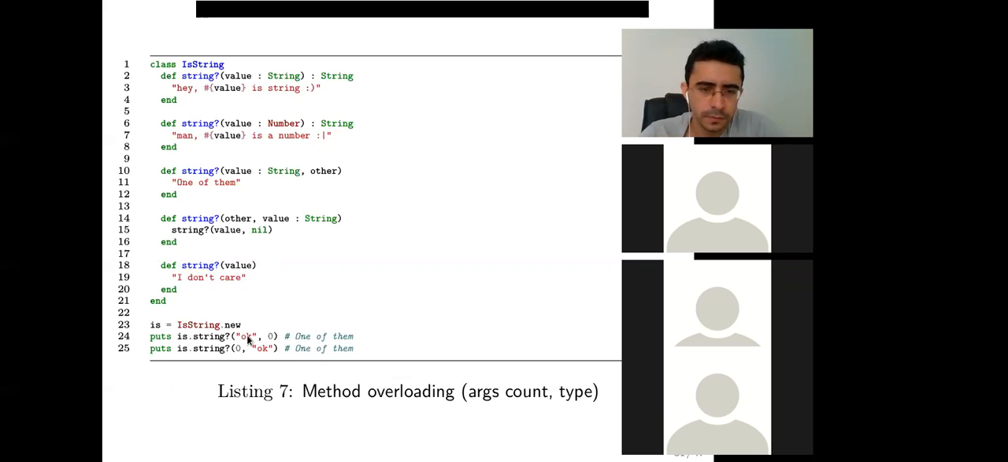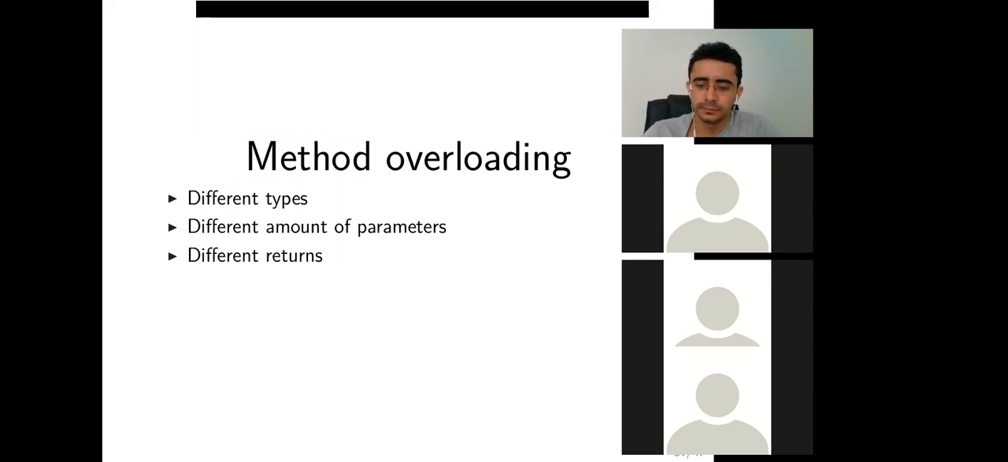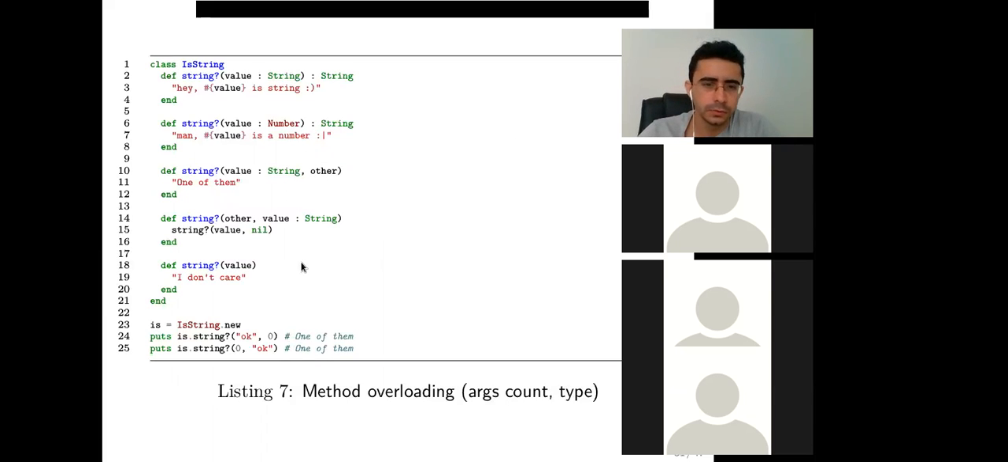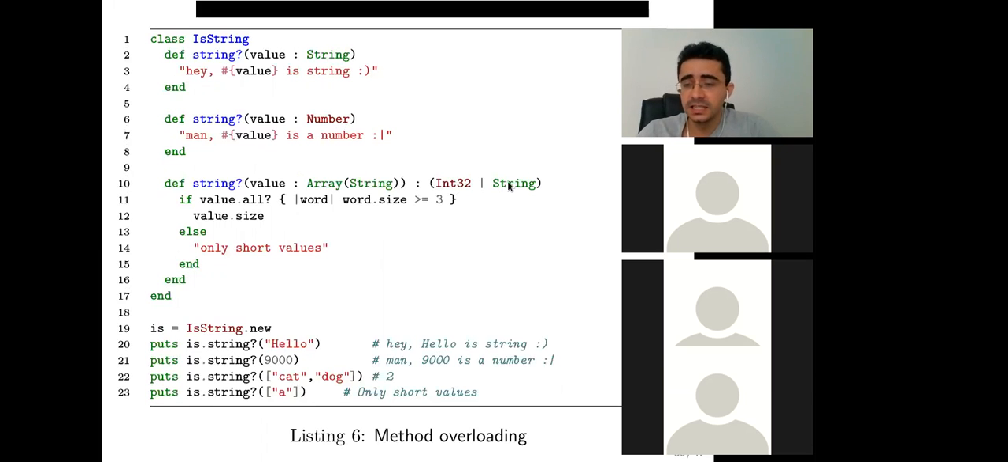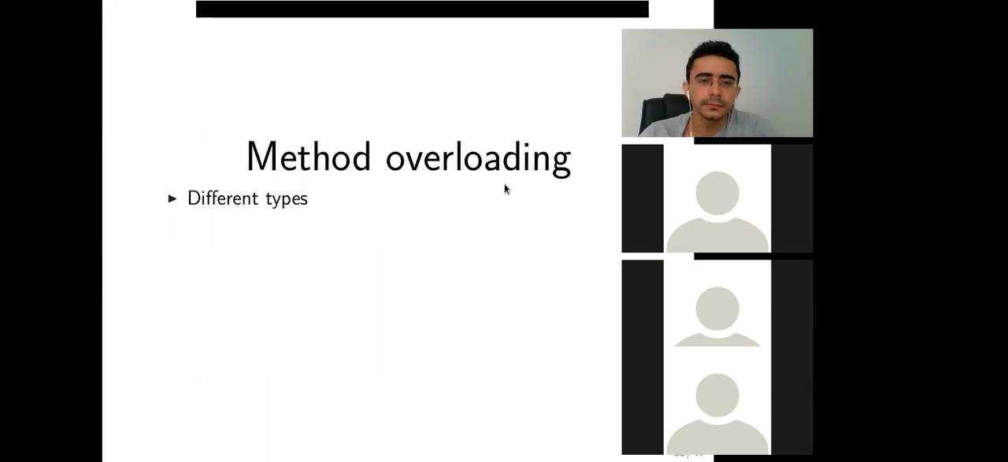This is an example for these two new methods. I call with a string and a number, and it returns one of them. I call with a number and a string, and it will return the same content. So in resume, method overloading accepts different types, a different number of parameters, and different returns. And when I say different returns, I'm talking about different returns, not a union type. Remember, I should just go back here. This is a return. If I'd like to return an int or a string, that is another return, a union type, right?